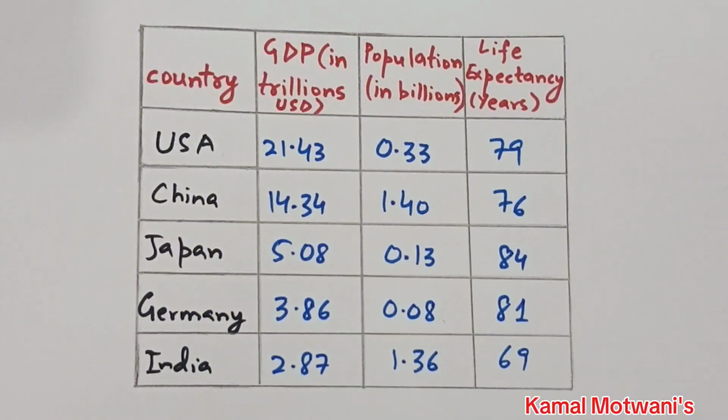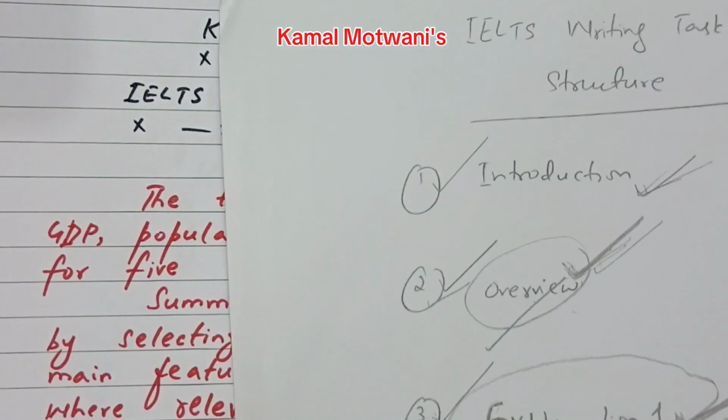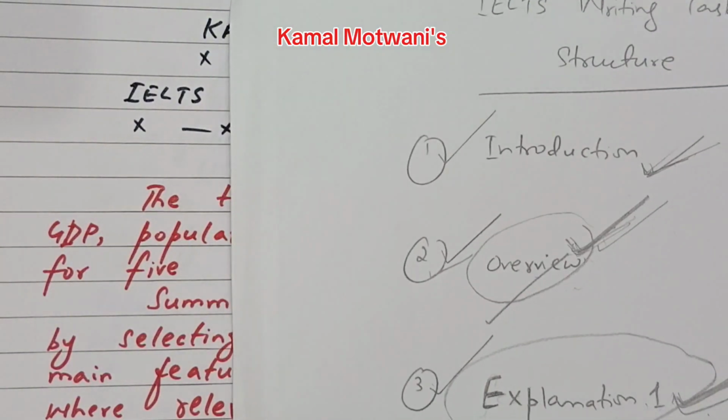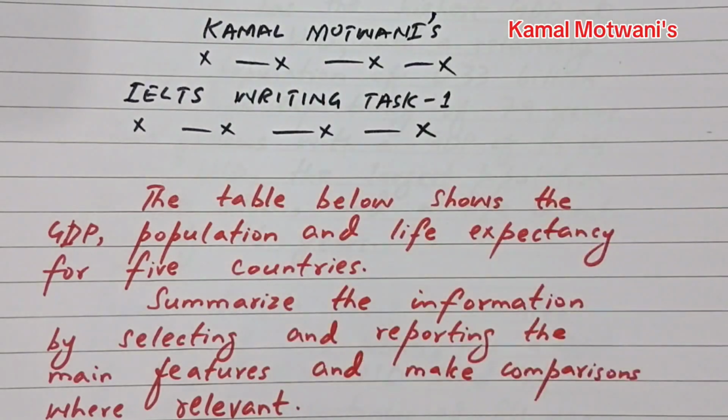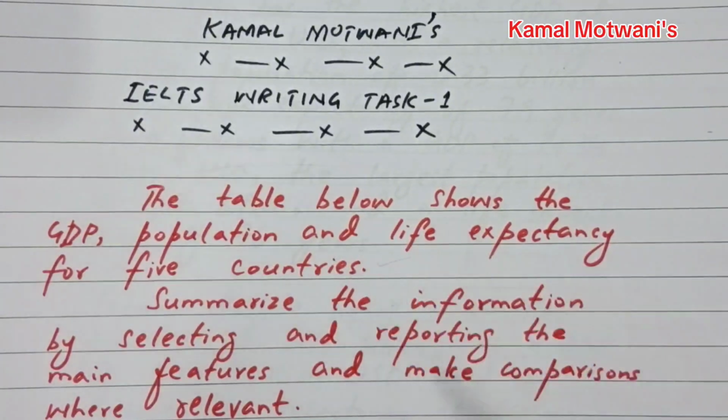Now we will write this tabular information in paragraph format. So first of all, we have to write the introduction. I have already discussed in earlier videos what is the easiest way to write the introduction. We just have to paraphrase this statement. We have to use synonyms for this statement, and that's how the introduction is written. This is the easiest way to write the introduction.